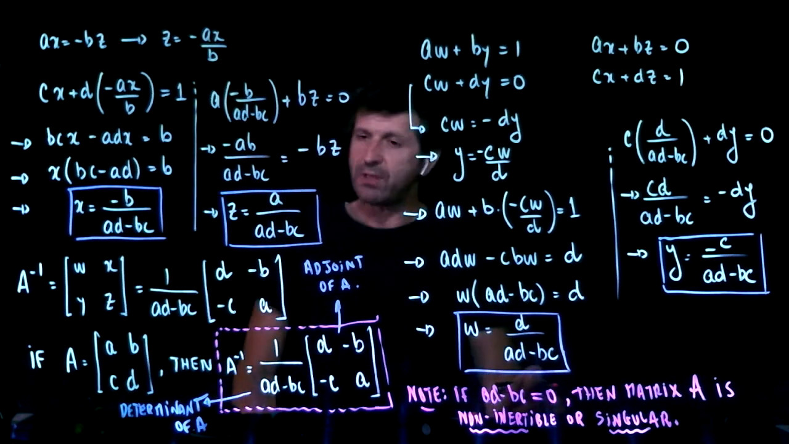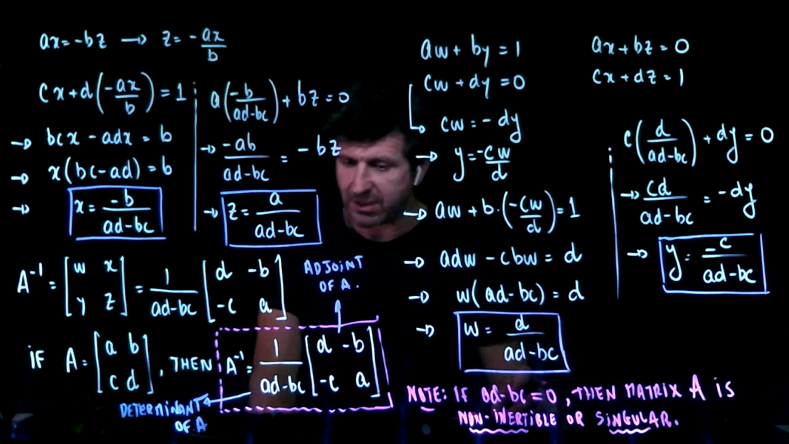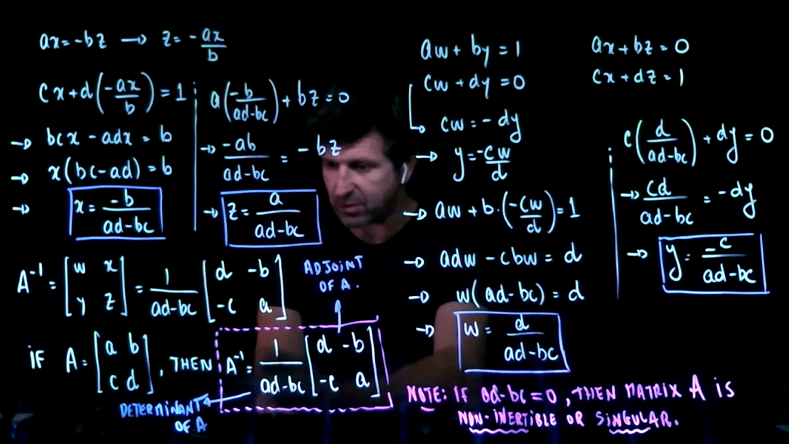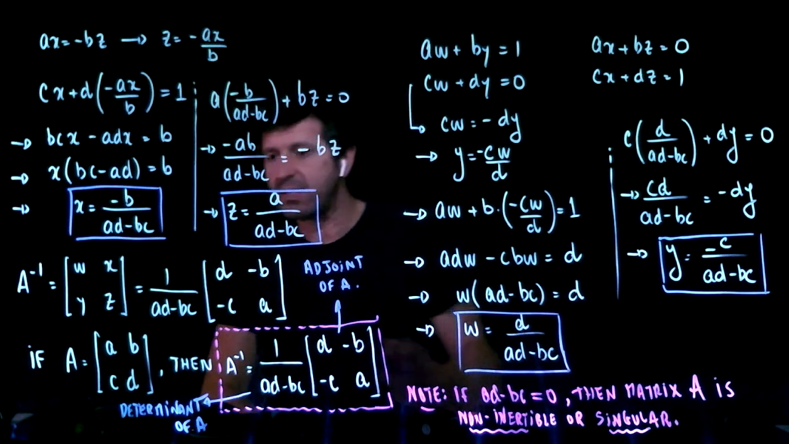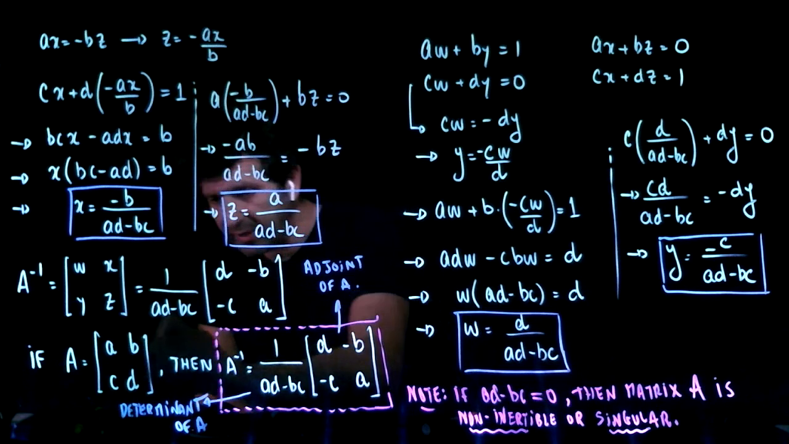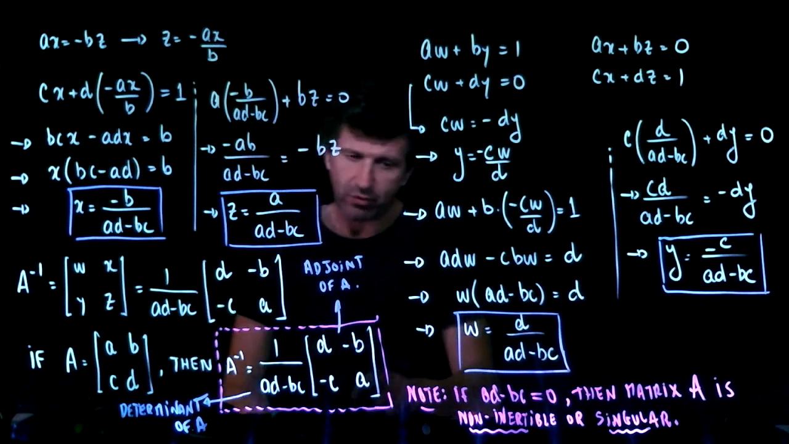It means that the inverse doesn't exist because the determinant, AD minus BC, is 0. AD minus BC is nothing other than the main diagonal minus the other diagonal. If that gives you 0, the matrix is not invertible.